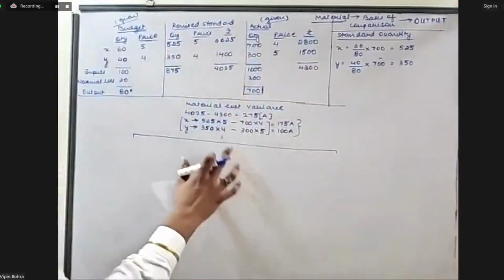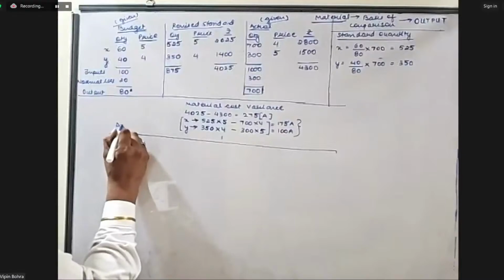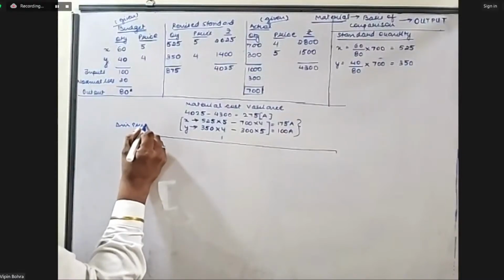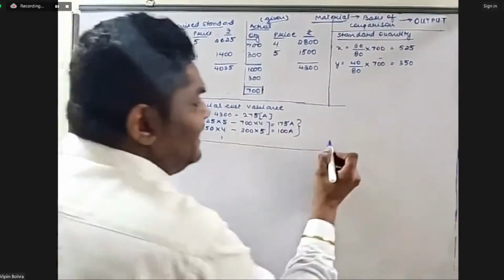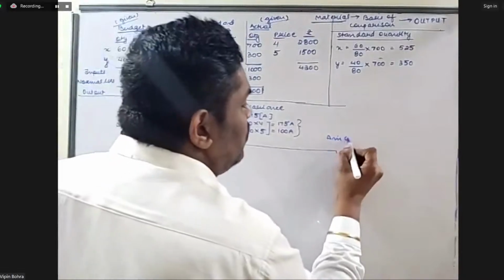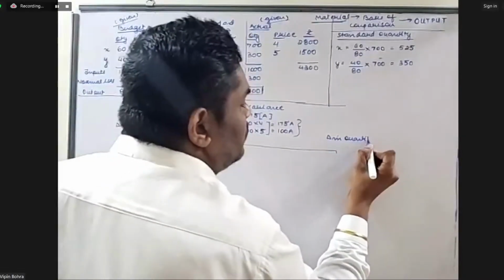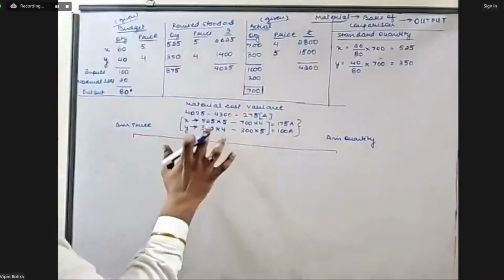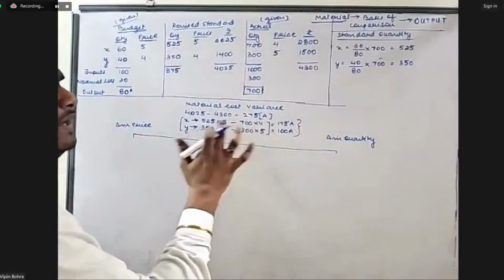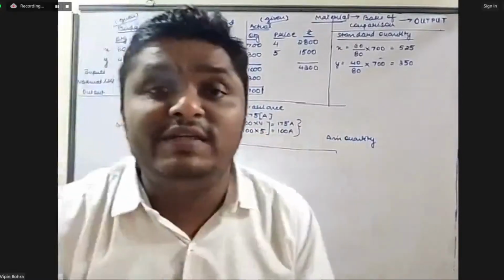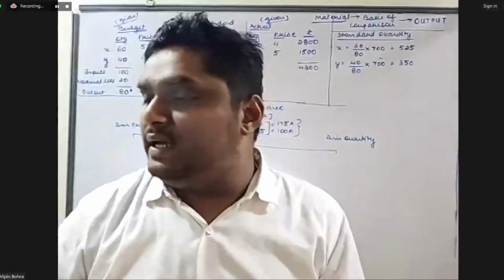So the first factor is due to change in price, and the second factor is due to change in quantity. So these are the two factors, price में change हो रहा है और quantity में change हो रहा है, और इसी वजह से हमारा material cost variance आ रहा है.